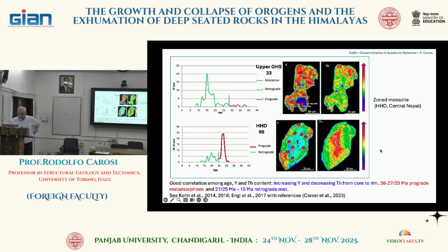And so in these cases, we are able to separate the HHD, which is older with respect to the Main Central Thrust. Okay, I can show you some details of the dating of the monazite. In this graph, there is the number of data, and here the age. In red, the prograde path of the monazite, in green, the retrograde path. This is the upper GHS, one sample. This is one sample along the HHD in the mylonites. So the difference between the prograde and retrograde part is 28 million years, 25 million years, and more or less this is the age of the HHD.